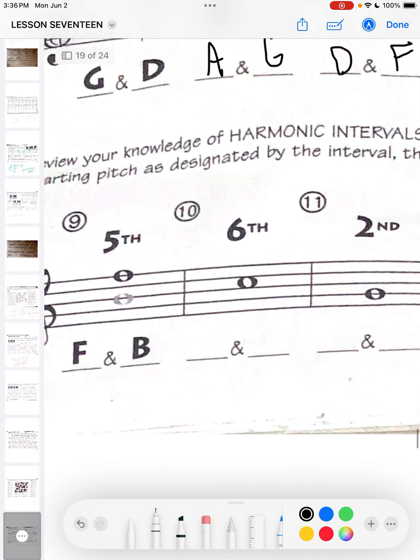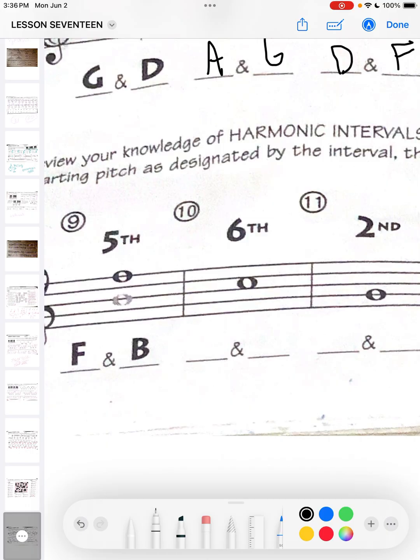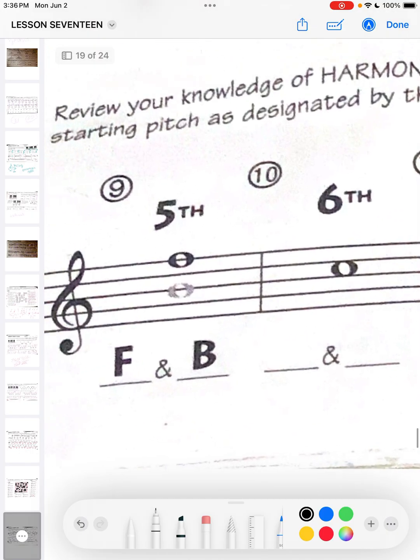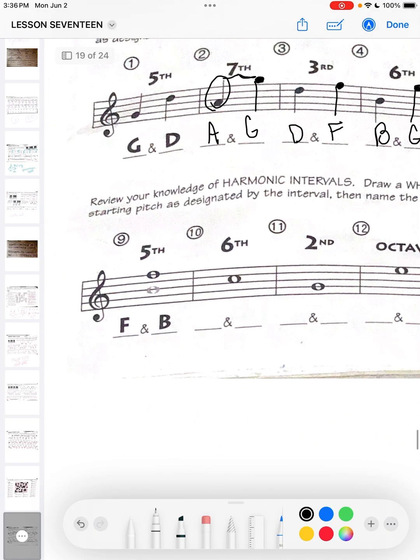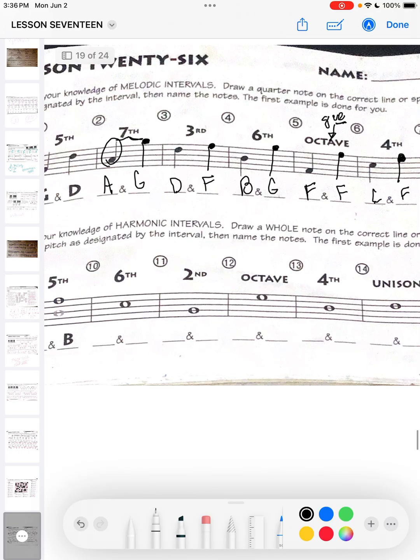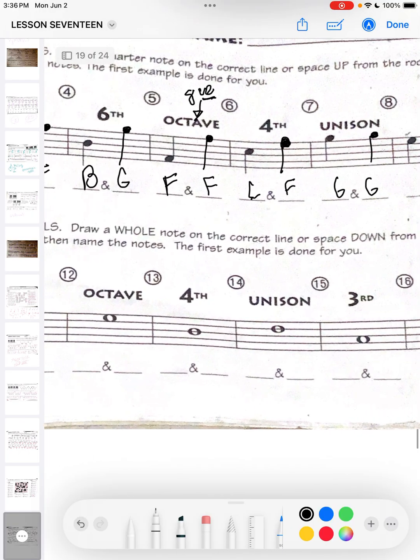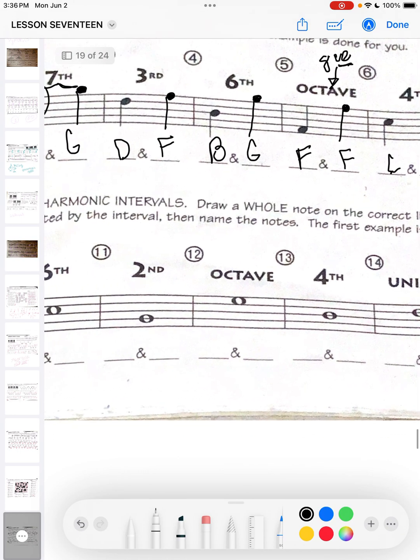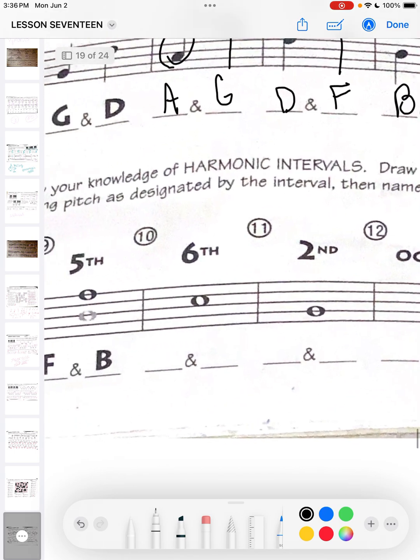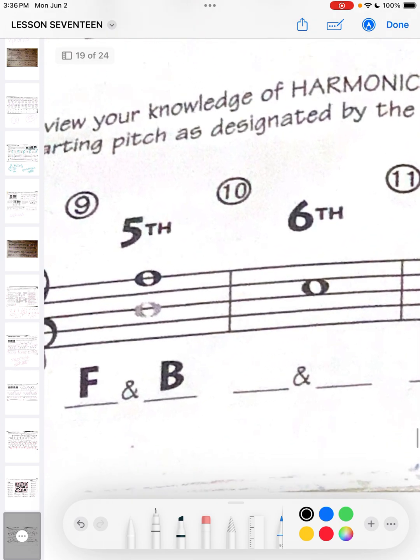In the bottom part, let's play with the bottom part a little bit. Draw as designated. So review your knowledge of harmonic intervals. Draw a whole note on the correct line or space down from the interval to name the note. So okay, from this C, what is the 6 down from that C?